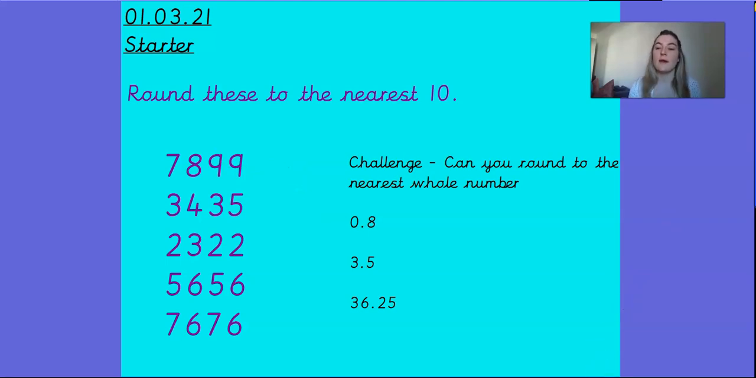Hi everybody, welcome back. I hope you've all gotten okay with this rounding. Let's work through it together now. So the first number we have is 7,899. Now, if we were rounding to the nearest 10, again, we need to look at our ones column. Now I can see that it's 9, so that's above 5, so I need to round upwards.